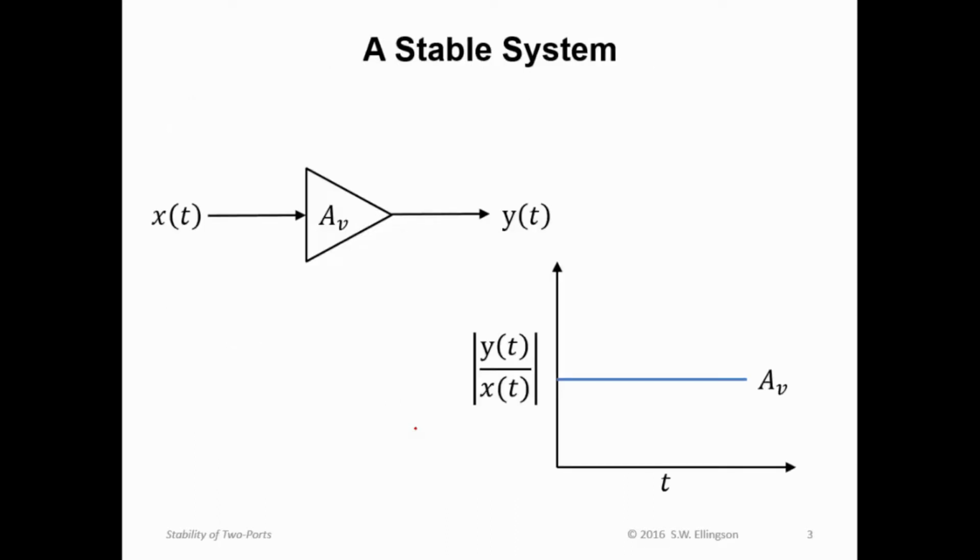Okay, so this concept of stability. Let's start with something very, very simple. In this diagram, we have a voltage amplifier. And the gain of this voltage amplifier is A sub V, and it has an input as a function of time x of t and an output as a function of time y of t. So if this is a stable system, what that means is that the ratio of the output voltage to the input voltage over time should be constant and equal to the gain, the voltage gain of the amplifier. So nothing complicated or new about that. It's a very simple idea.